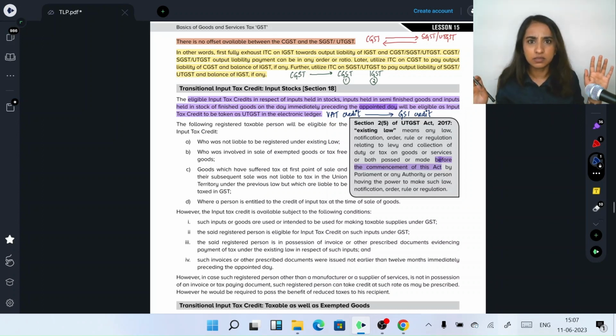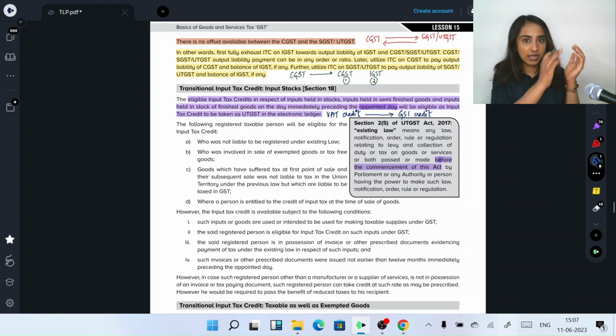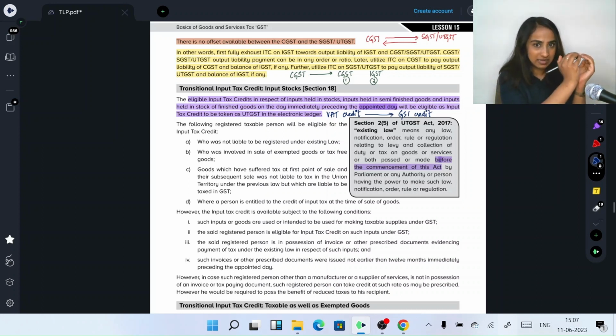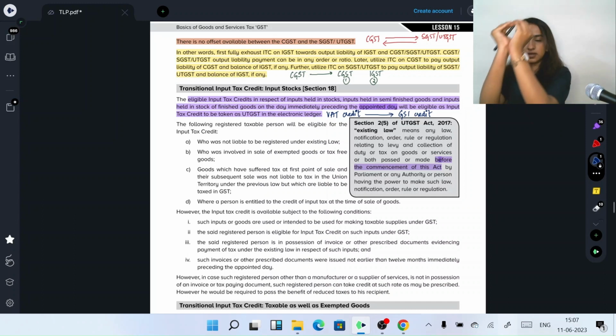Will you just lapse this? Whatever I paid earlier, it's over, because VAT, CST and whatever earlier taxes are no longer existing? Not at all. Whatever is there in your account as your input tax credit lying in your balance, you can carry this forward and come to GST.